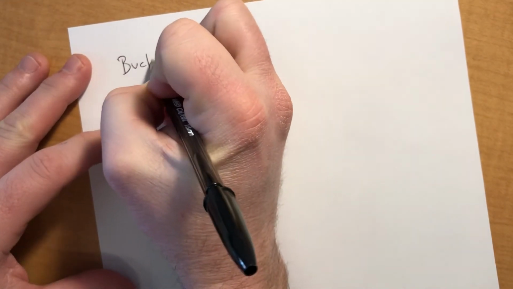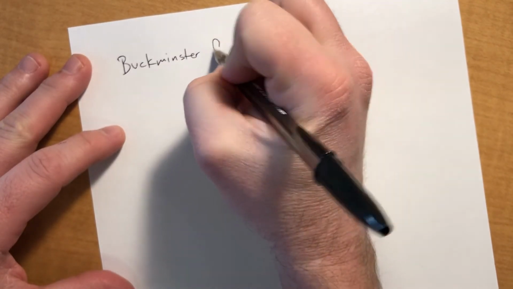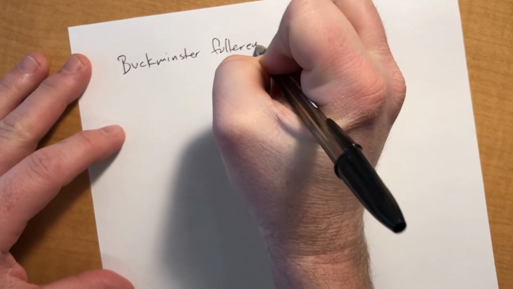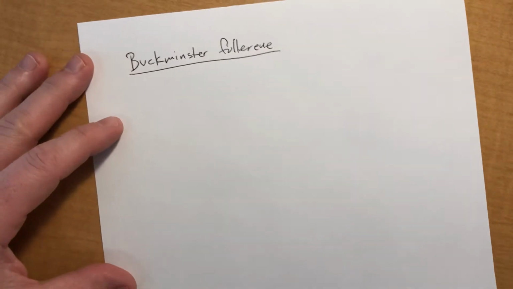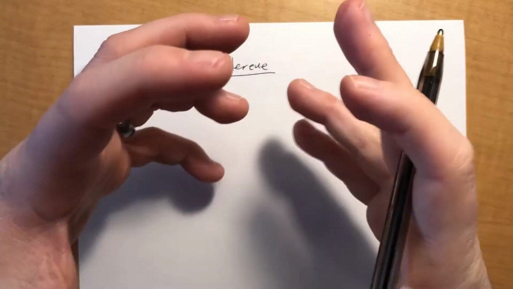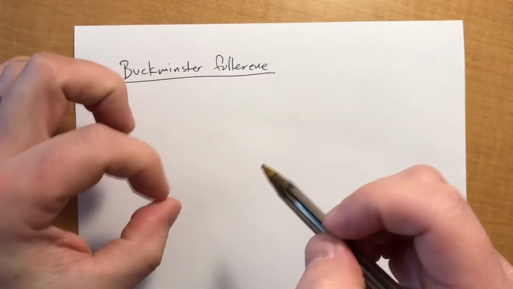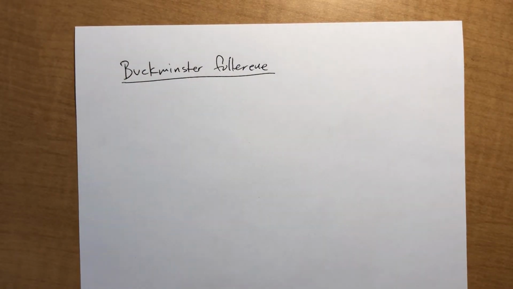Probably not going to do a great job of describing this. Buckminster Fullerene. Okay, so have any of you ever been to Disney World, Disneyland? I can't remember which one it is. They have Epcot Center. It's like this huge sphere thing. Or if you've ever seen a soccer ball, like the one with the hexagons and pentagons on it. That's essentially what Buckminster Fullerene is.